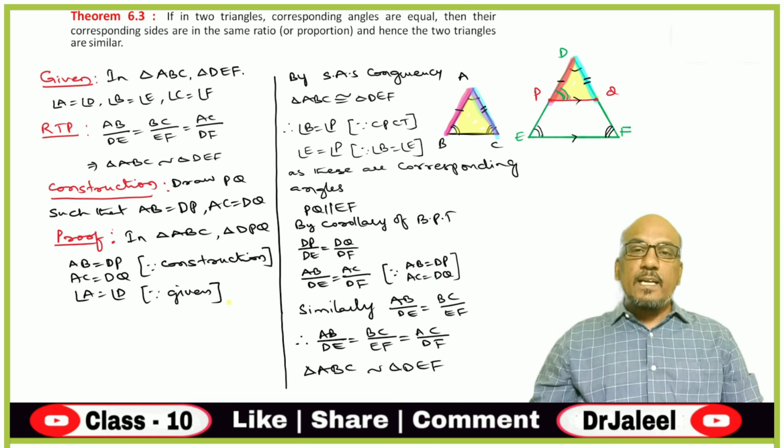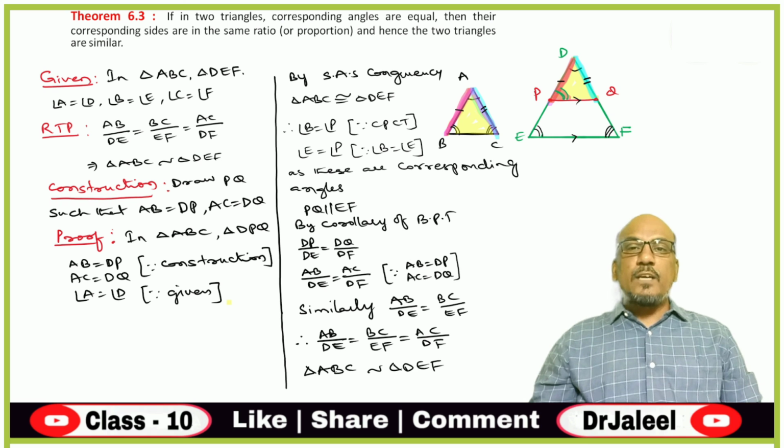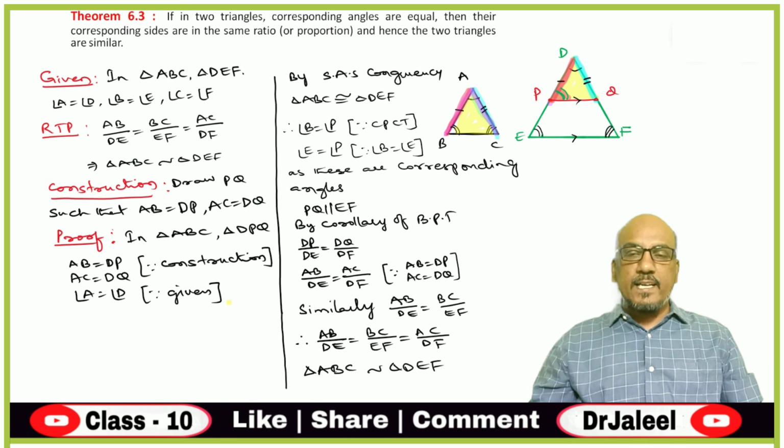So children, AAA similarity is nothing but: if three angles of one triangle are equal to the three corresponding angles of another triangle, then they both are similar because their sides are going to be proportional. Children, hope you have enjoyed this theorem.